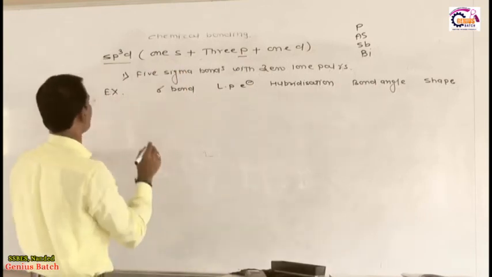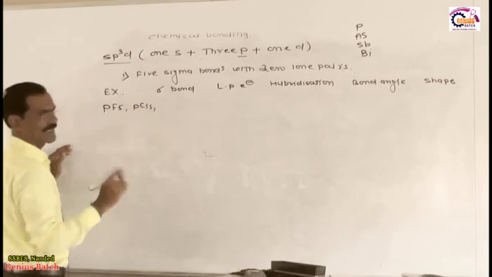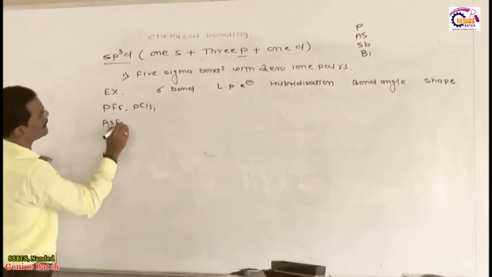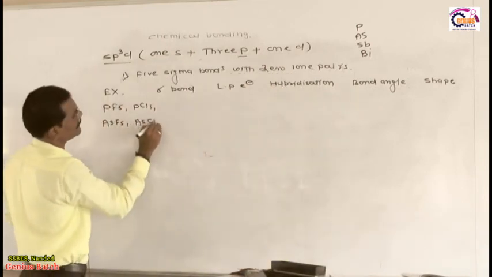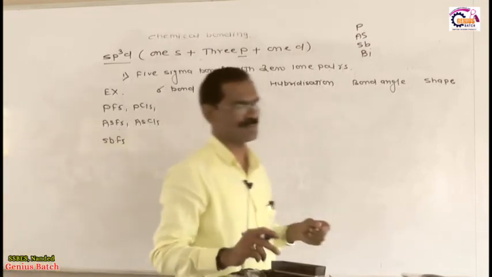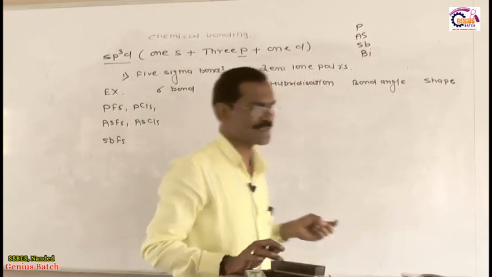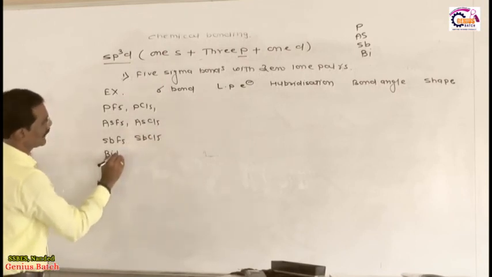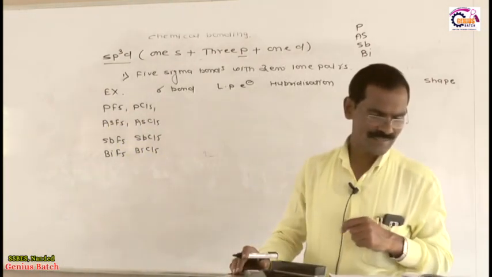Okay. Now the first example of this is, suppose for example PF5, then PCl5, then see the next example AsF5, because it is from the same family. Then AsCl5, then SbF5, because all these elements are from the same family. Then SbCl5, after that BiF5, then BiCl5, and so on.